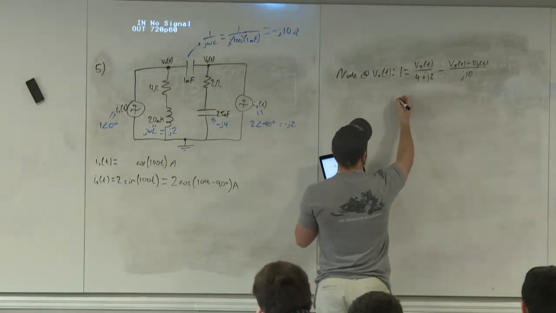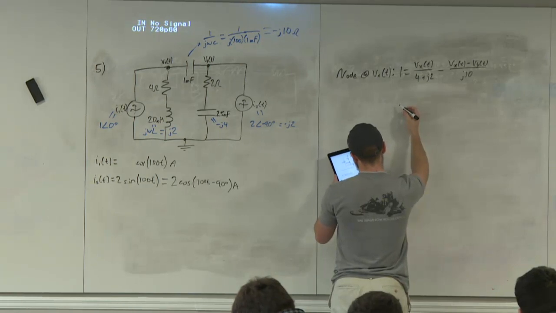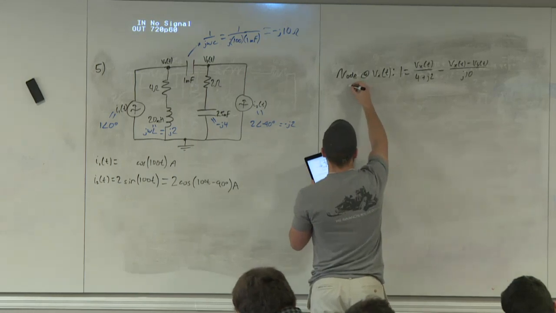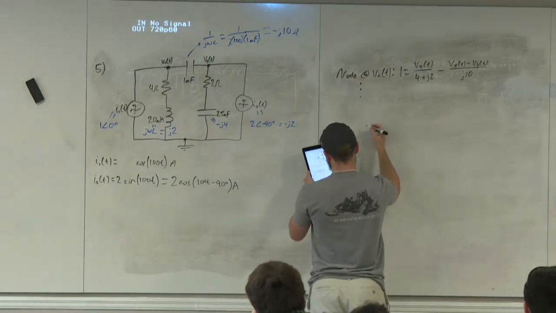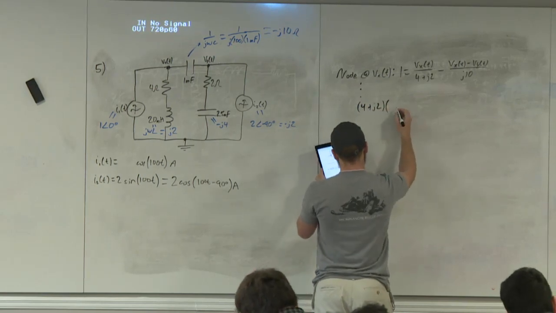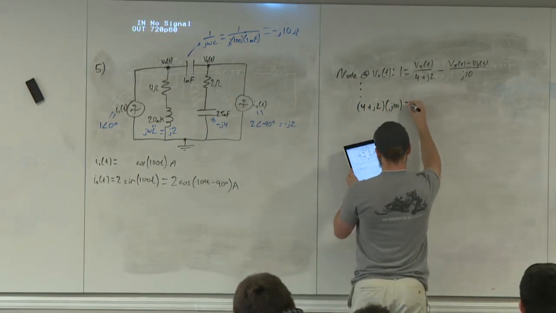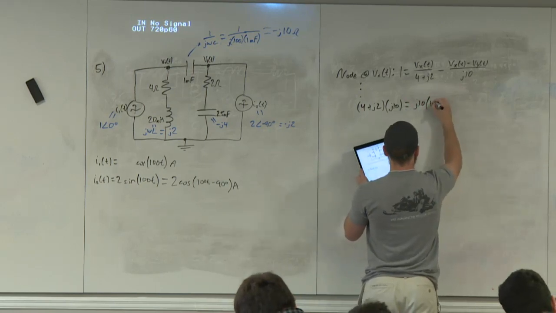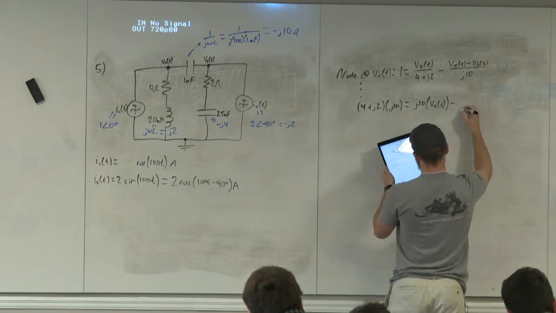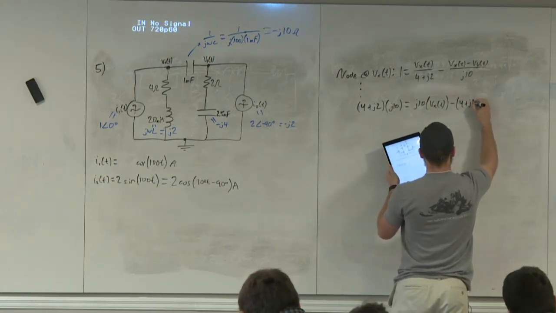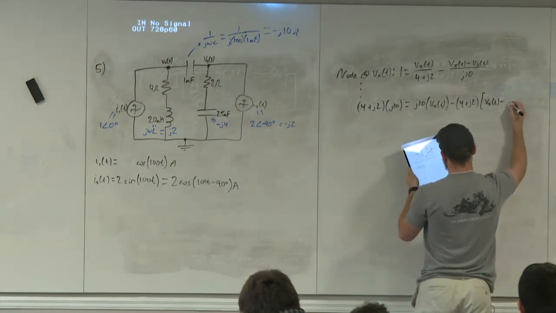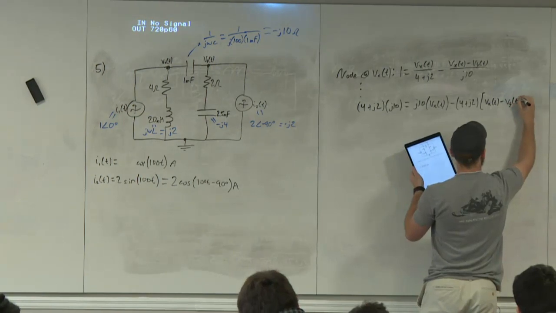Then what I do is I multiply both sides by 4 plus j2 times j10. So you end up getting 4 plus j2 times j10 is equal to j10 times Vx of t minus 4 plus j2 times Vx of t minus Vy of t.